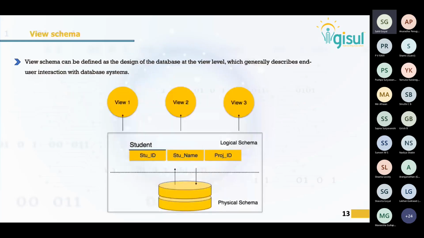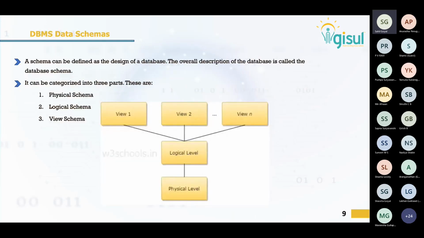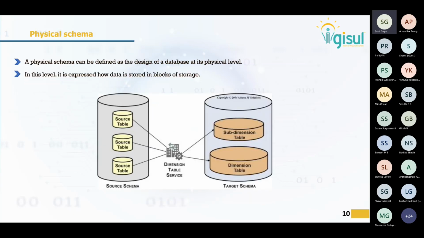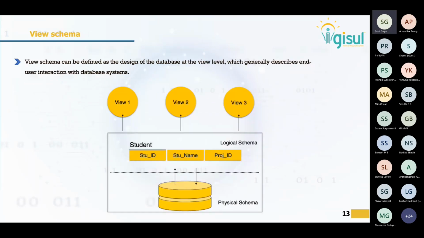First, let's talk about the view schema. Why I'm talking about the view schema first instead of the physical schema is because I wanted to understand from the user perspective. The user perspective is that you are the user who is going to look at the schema, as an end user. So you should understand what we are going to view, what we are going to see with our eyes, that's basically the view schema. So as a part of the view schema, we will say that view schema can be defined as the design of the database at the view level, which generally describes the end user interactions with the database.